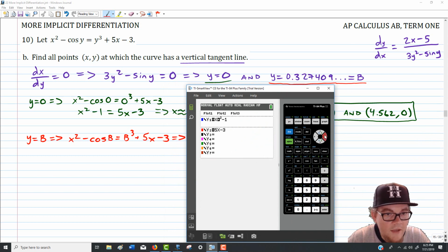In this case, we have x squared minus cosine of b. Remember, we defined b before, so we should be fine.